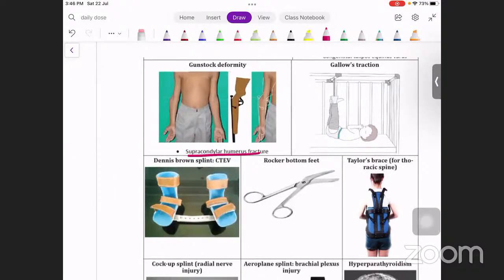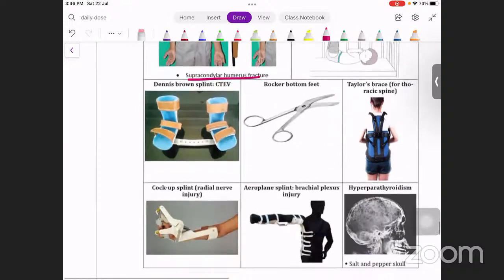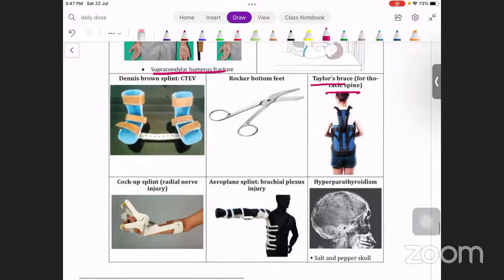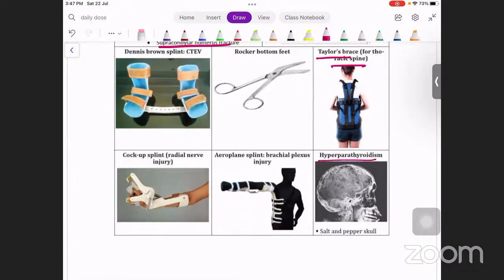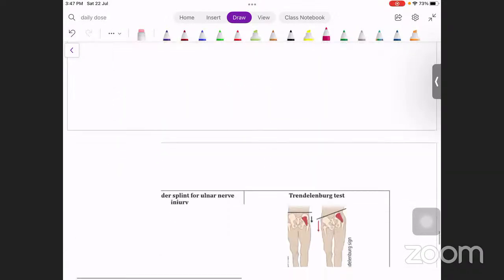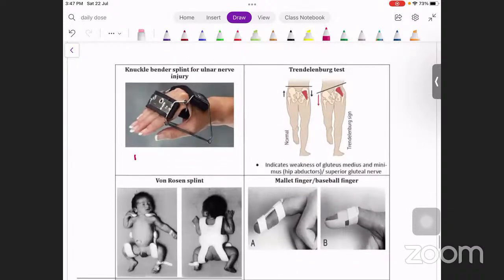And you may see the gallows traction here. And apart from that, rocker bottom. These are the important ones. Taylor's brace for thoracic spine, and salt and pepper skull for hyperparathyroidism, and cock up splint for radial nerve injury, and knuckle bender splint. This image was asked several times in FMGE.